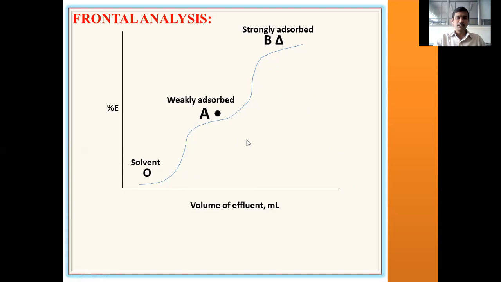What we do in frontal analysis is that the sample will be loaded into the chromatographic column. Then a fresh volume of the mobile phase will be passed through the chromatographic column. The effluent coming out from the chromatographic column will be collected. If you obtain the detector signal and generate the chromatogram, there will be one additional peak we can see as a front. Therefore, this is known as frontal analysis.